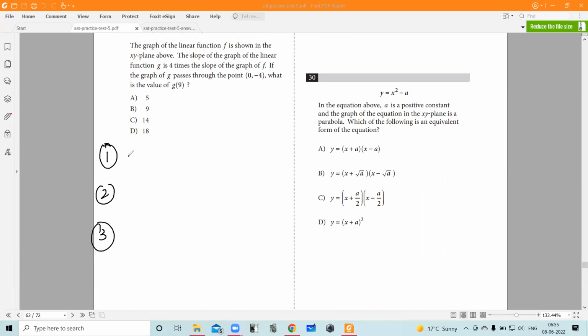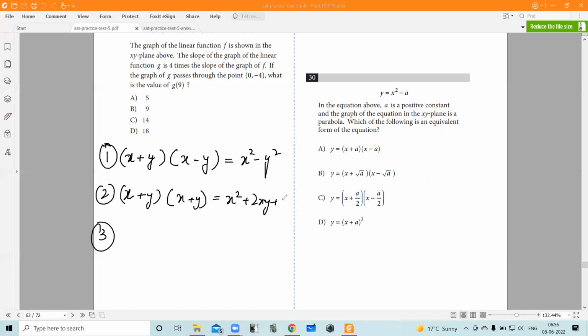Right. So we know that x plus a times x minus a is x squared minus a squared. Let's try to use x and y, because this was the basic form, otherwise we can use anything, a, b, c, whatever, but we remembered it in this form. x plus y times x minus y is x squared minus y squared. And x plus y times x plus y is x squared plus 2xy plus y squared.